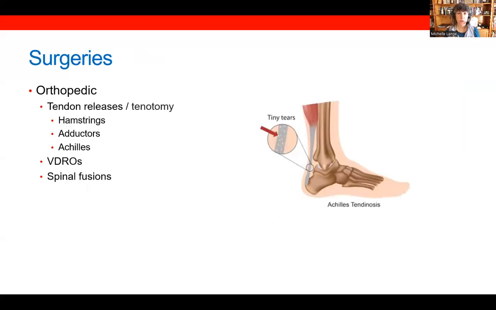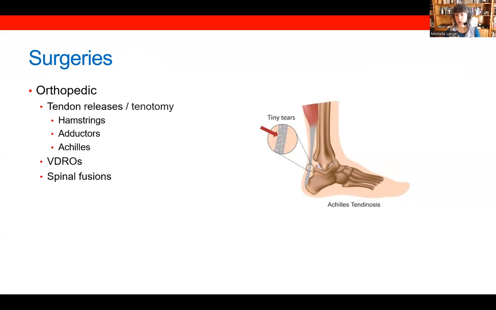There are a number of orthopedic surgeries that can ultimately impact tone and what we decide to do in terms of a seating strategy. Tendon releases can occur to a variety of muscles, most commonly in people with increased tone in the hamstrings, the adductors, the Achilles or heel cord. They're not actually releasing the tendon, so to speak, but lengthening it. And this is done by different strategies.